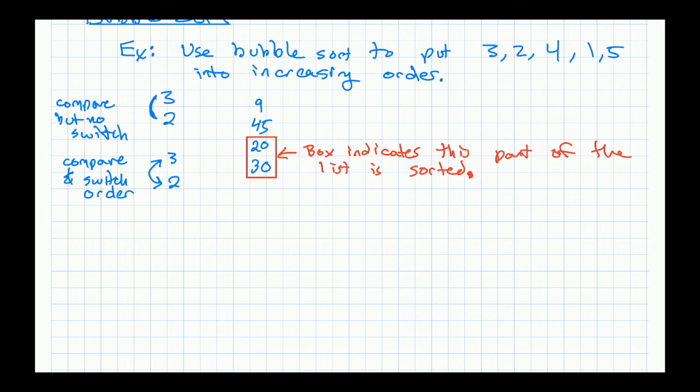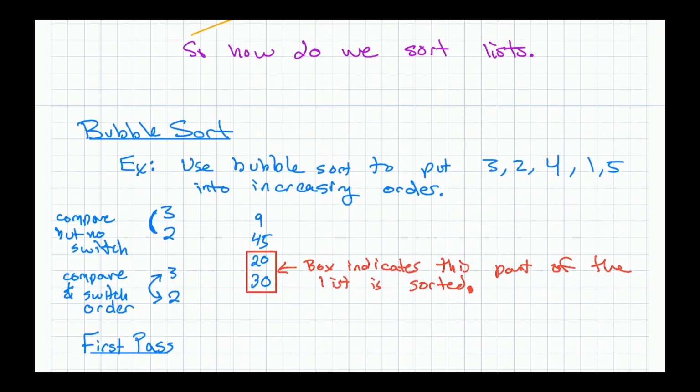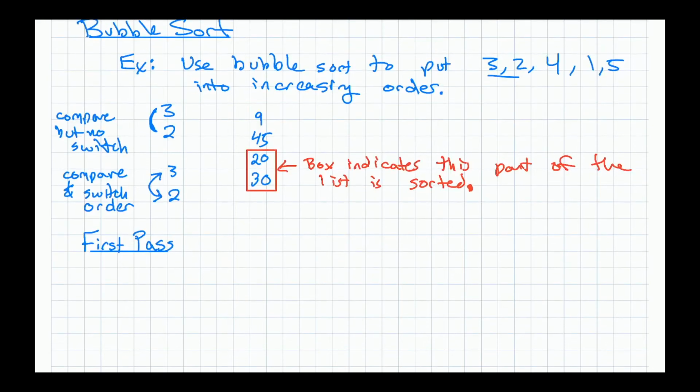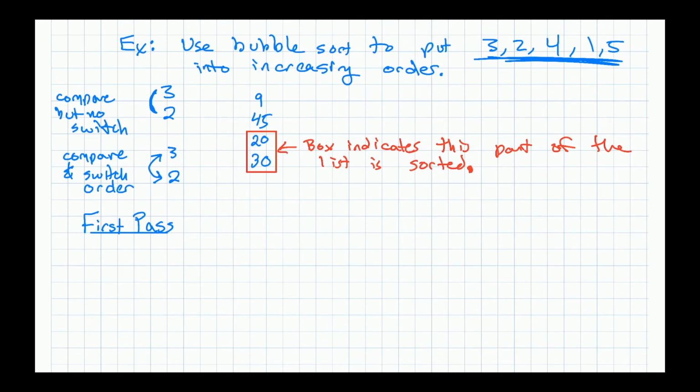Okay. So let me show you how bubble sort works then. So we're going to sort our list. First we're going to do what we call the first pass of bubble sort. We're going to take these numbers in the order that they're given to us, and we're going to write them vertically. I think it'll take up less space to write. So our numbers were 3, 2, 4, 1, 5.